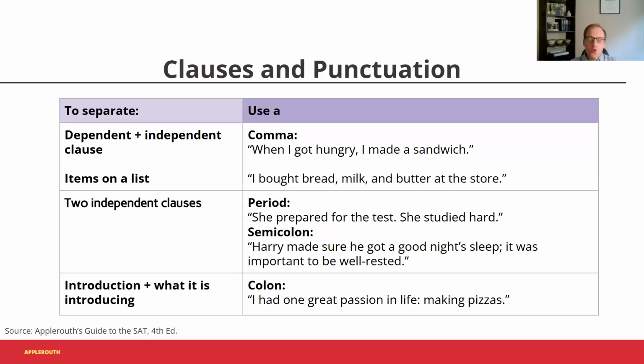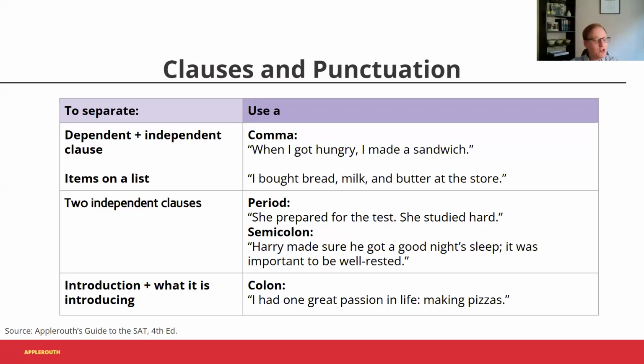And then for a colon, don't think list. Instead, think must follow a full sentence. That is a rule we can rely on, which makes them easier to test than commas. And it's got to introduce whatever comes after. So: I had one great passion in life. The colon is like a drum roll, please. I had one great passion in life. Drum roll, please. What was it? Making pizzas.